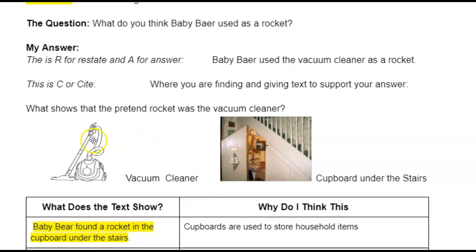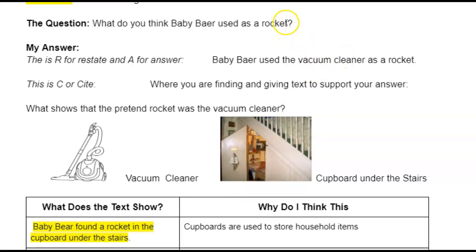So when I think about the answer of a vacuum cleaner, but when I also think about a cupboard, I know that cupboards are used to store household items. They're not normally there to store a box. A box is not a household item. So this is why I picked this text. One, it had the word rocket in it, the same word that it has here. So this word right here, rocket, is in the question, and it's also in the textual evidence.